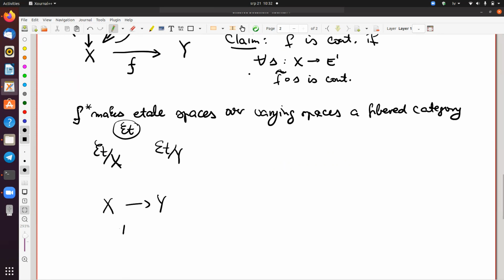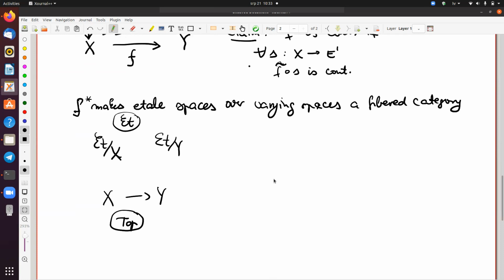And down there you have topological spaces, which are the varying base. And then over every topological space, you have something like étale spaces over X. It's kind of a fiber. It's just part of these étale spaces. And then you can consider spatial morphisms in the étale spaces. So here I have F upper star of E. These are very special.